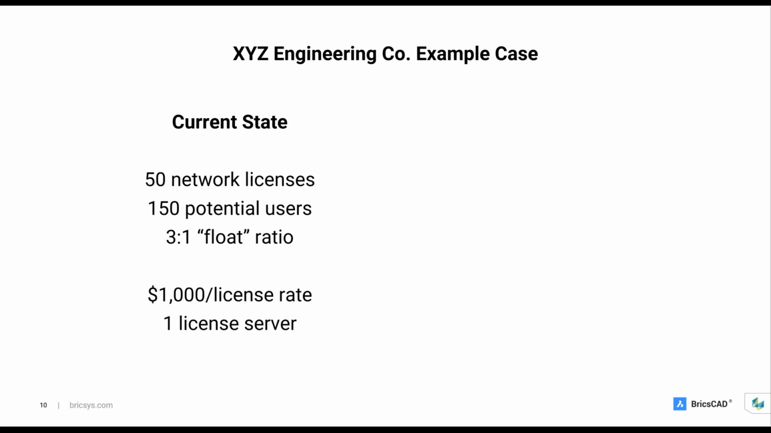Right. Actually, I examined a case with a company, we'll call them XYZ Engineering for the purposes of this discussion. They had 50 network licenses, but they used those 50 network licenses to support 150 users. So you can do a little quick arithmetic there, and you can see that their float ratio is 3-to-1. Now, they had a good negotiated rate of $1,000 per network license. That's what it cost them to renew every year.